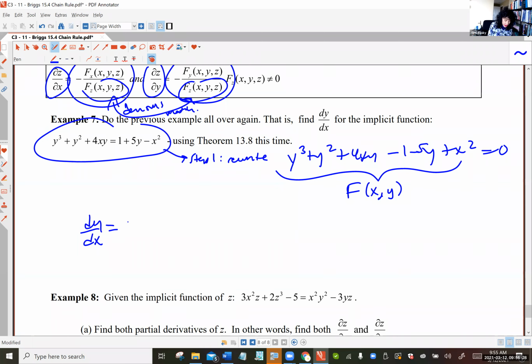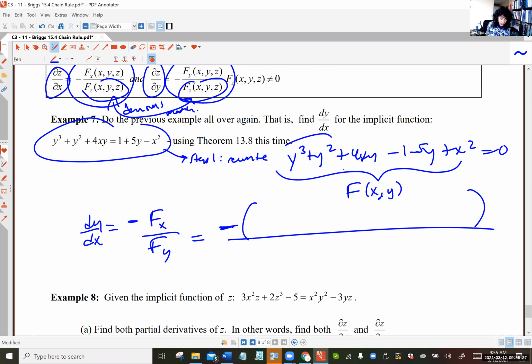You're going to do the opposite of big Fx and divide it by big Fy. So we're going to go the opposite of the numerator. So let's look at this big mess here. Now you're going to do partials. What is the partial of that with respect to x? So that means you're going to hold y constant.